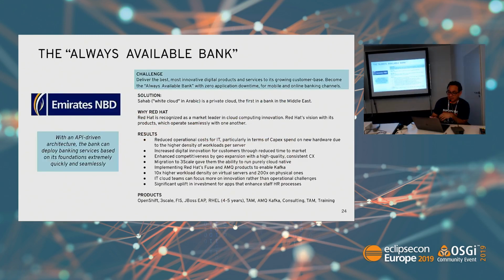And this is a company that is basically using this concept of application environment. They created actually their own cloud. It's an on-premises cloud, and they're very proud about that. They are the first bank to do that in the Middle East, and they use an API-driven architecture, and they've been able to reduce operational costs incredibly. They get 10 times higher workload density on virtual servers and 200 times on physical servers. And they're using Kafka, Red Hat Fuse, AMQ, as well as 3scale, all of it running on OpenShift.